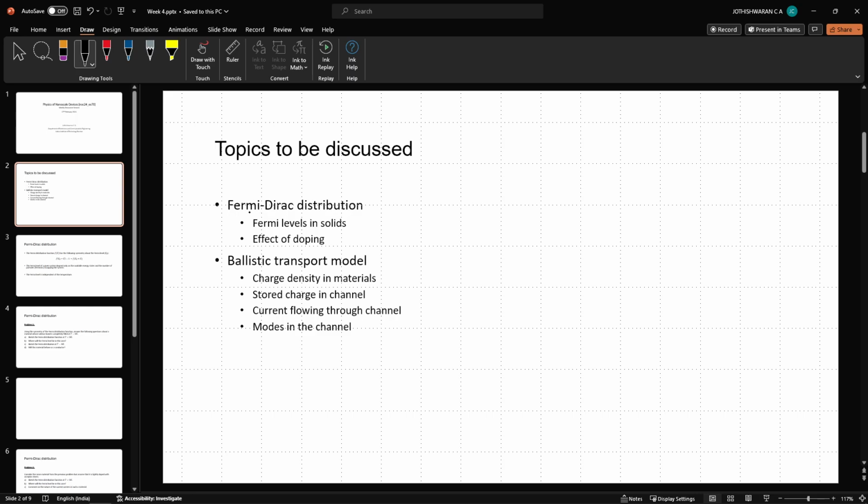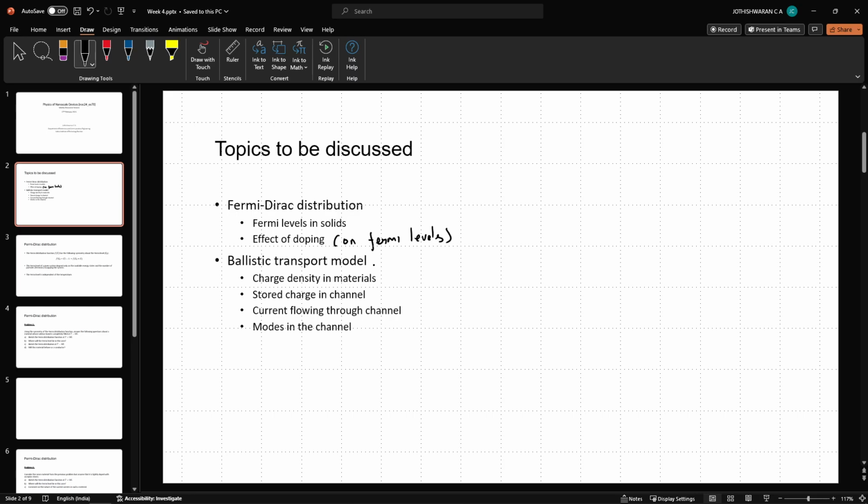So the topics that we shall be looking at are the Fermi-Dirac distribution. Essentially, we'll carry on from where we left off last week. We shall be looking at certain properties of the Fermi-Dirac distribution function, and we shall use those properties to define Fermi levels in solids and the effect of doping on the Fermi levels.